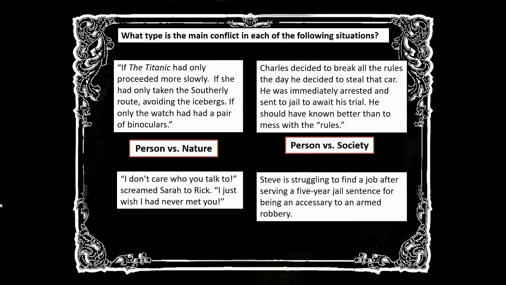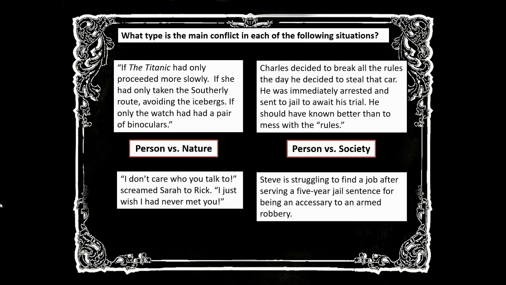Well, if you said person versus society, I think you're exactly right. There might be some person versus self where he decides to break all the rules, right? So that was a conflict within himself. But the main conflict being described is the fact that he is breaking the rules. So society has laws. Charles decided to break them. So person versus society. So what about this next one?